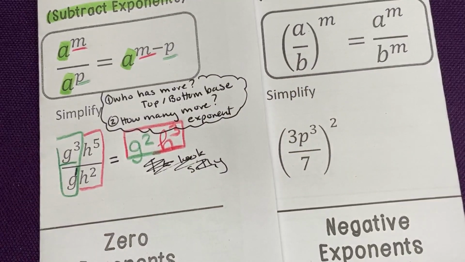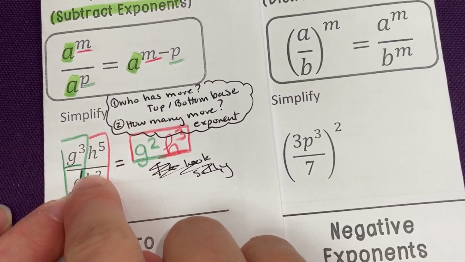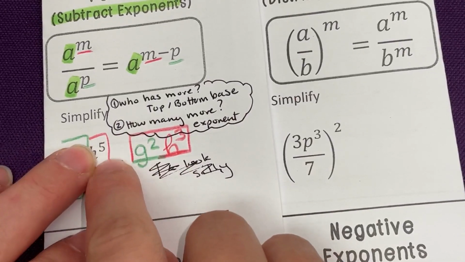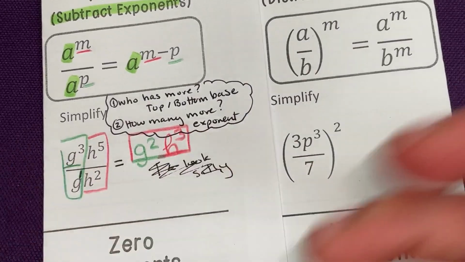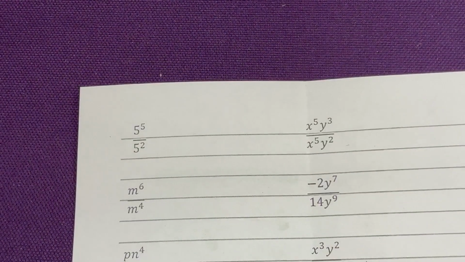Okay, if you do the subtracting method, you'll get the same thing, right? 3 minus 1 is 2. 5 minus 2 is 3. So it works out. All right, here we go. Let's look at a few together.